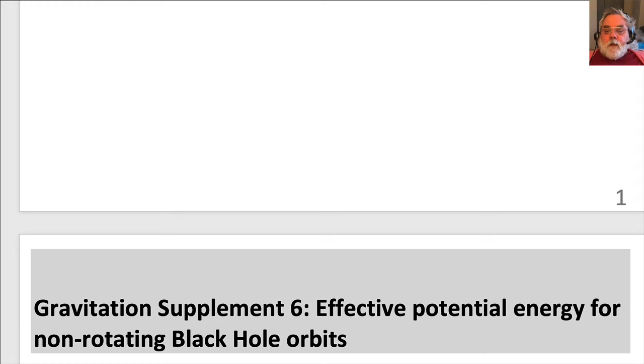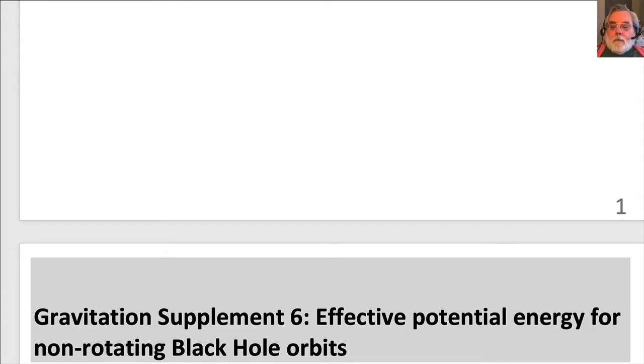Hello, welcome to this 30-minute supplement on effective potential energy for non-rotating black hole orbits for the Gravitation and Black Holes course. The lecture script for all the supplemental videos is available at a link given in the description of this video. We will learn about the effective potential energy for a small mass, lowercase m, orbiting a non-rotating black hole of very large mass, capital M. Rotating black holes are more complicated, and we will not give those equations in this video or in this course.